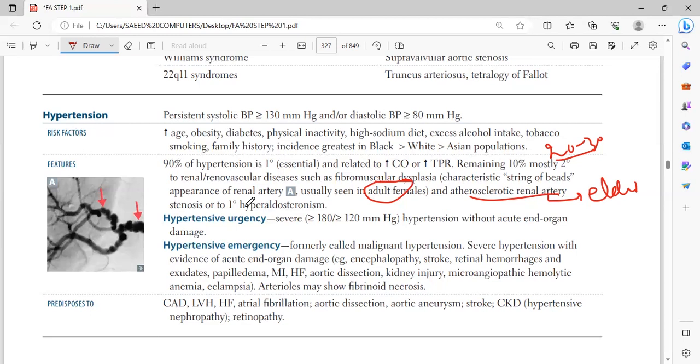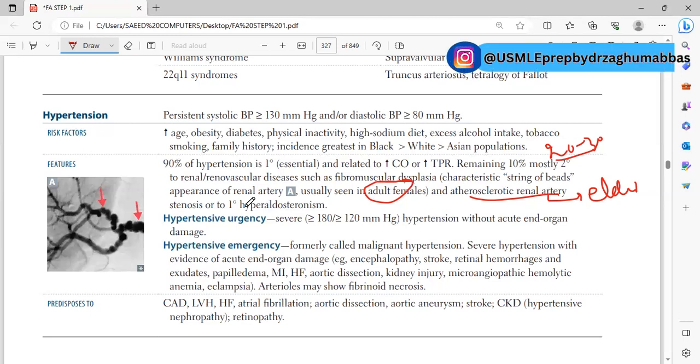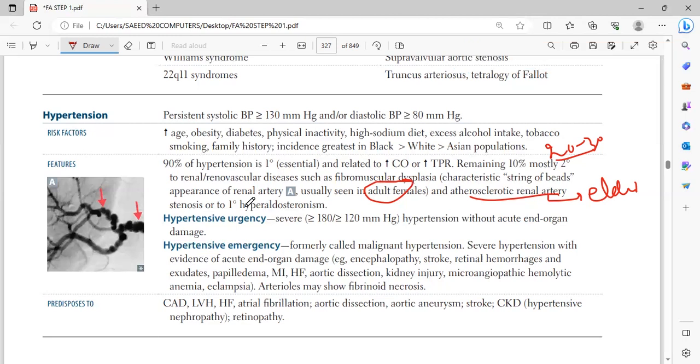Then Cushing syndrome. In Cushing syndrome, you will have more cortisol, and you will have hypertension. What is the reason here? Actually, cortisol increases the sensitivity of vessels toward catecholamine. Then renal artery stenosis, we have discussed that. Fibromuscular dysplasia, we have discussed that. Coarctation of the aorta is also a cause of secondary hypertension. Then there is autosomal dominant polycystic kidney disease. You will also have secondary hypertension in that. See all these secondary causes.